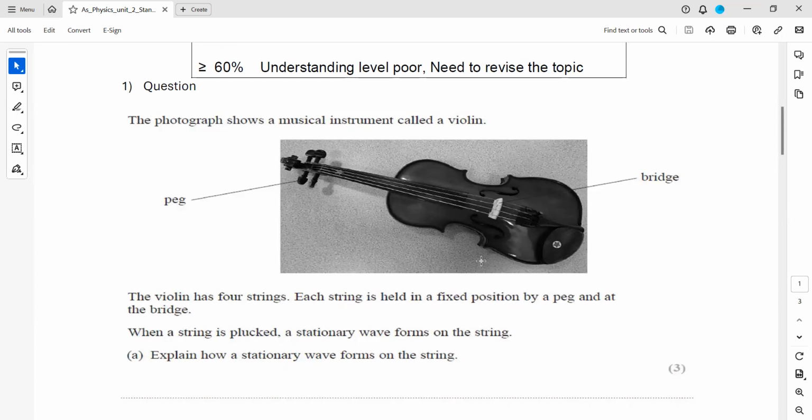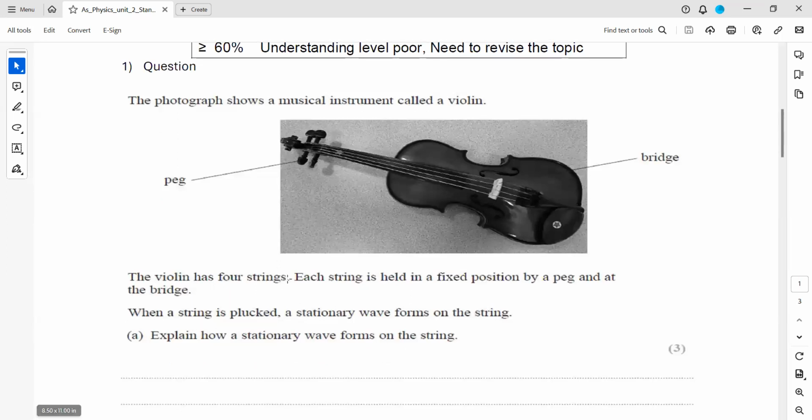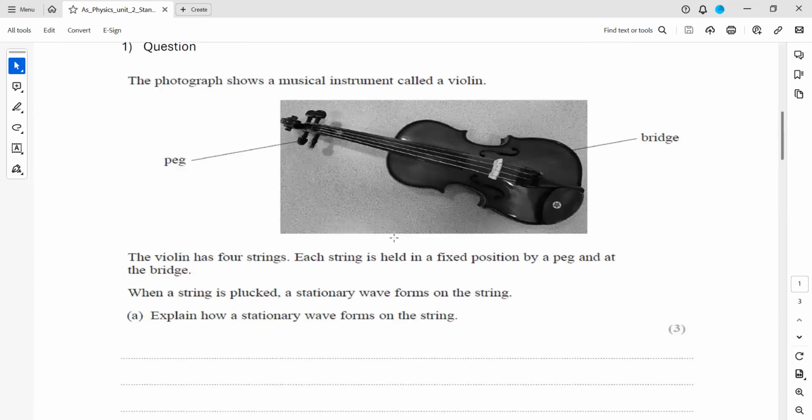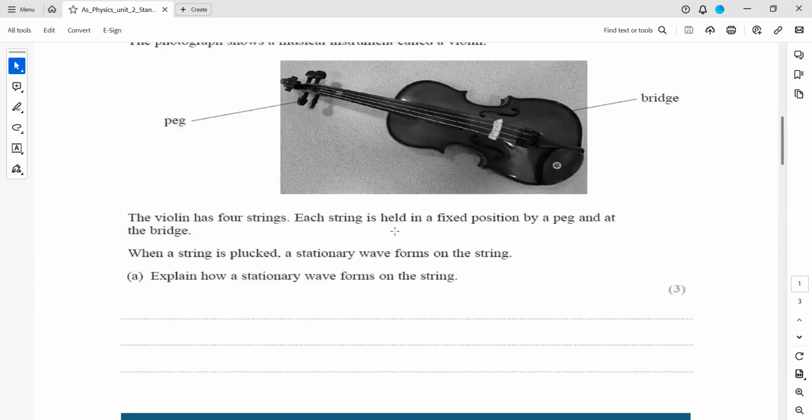It has four strings, each is held at a fixed position by a peg, as you can see, and fixed by the pegs, and the bridge is there at the bridge. When a string is plucked, a stationary wave or a standing wave forms. Explain how a standing wave forms. This is a very common question. Almost every year you will find this.